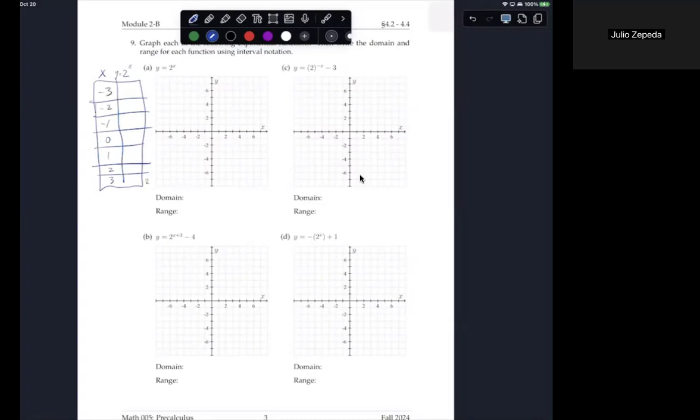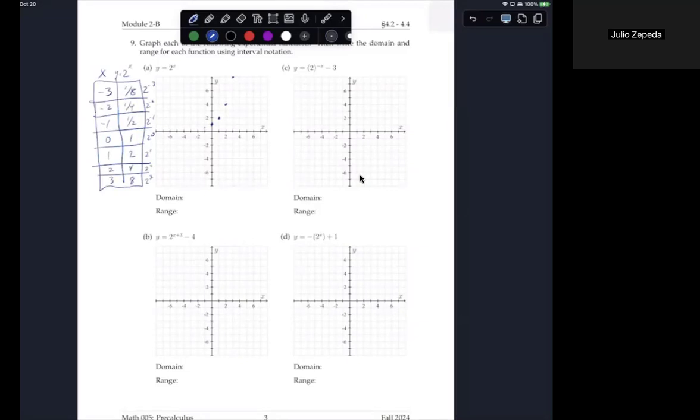Starting at the top, 2 to the third, well, that's 8. 2 to the second is 4. 2 to the first is 2. 2 to the 0 is 1. 2 to the -1 is 1/2. 2 to the -2 is 1/4. And 2 to the -3 is 1/8. Okay, so we can plot these. (0, 1) is right there. (1, 2) is there. (2, 4) is there. (3, 8) is way up here.